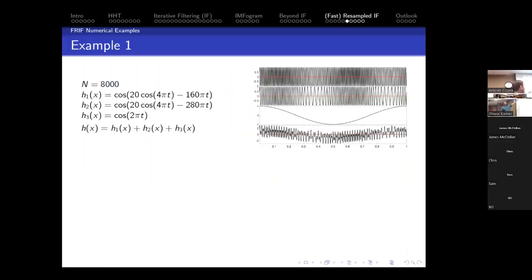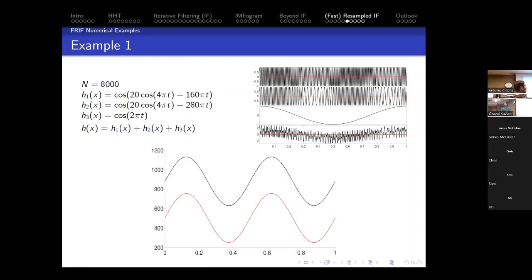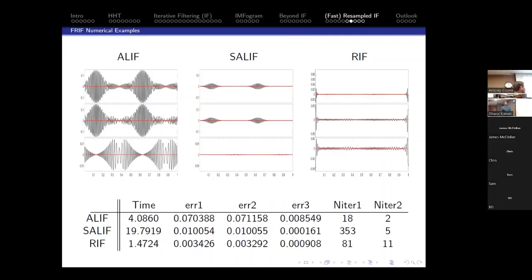Here is an example. You take these three components and add them together, and the instantaneous frequency varies in this way. You can try with ALIF; that's the error at each instant of time. Here you have computational time, the error in norm 2, and the number of iterations for each component. You see with ALIF, it takes 4 seconds, and the error is pretty bad. With resample iterative filtering, we take 1 second, and the error is pretty low, as you see there.